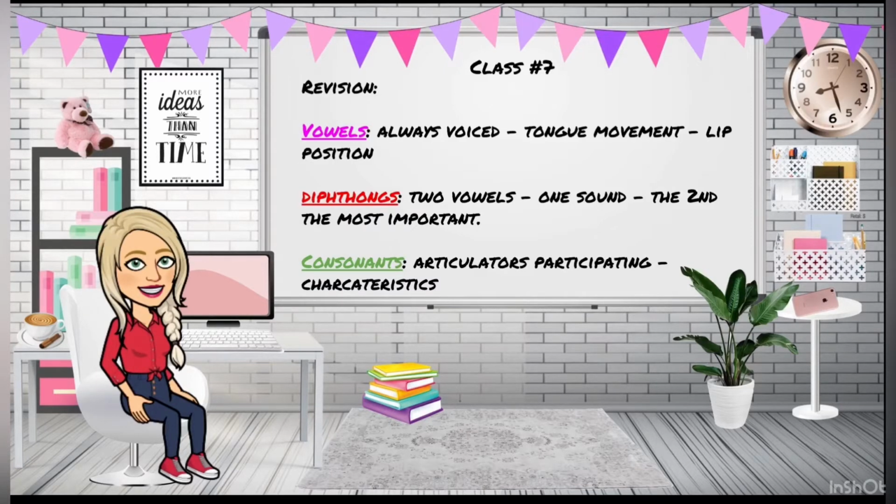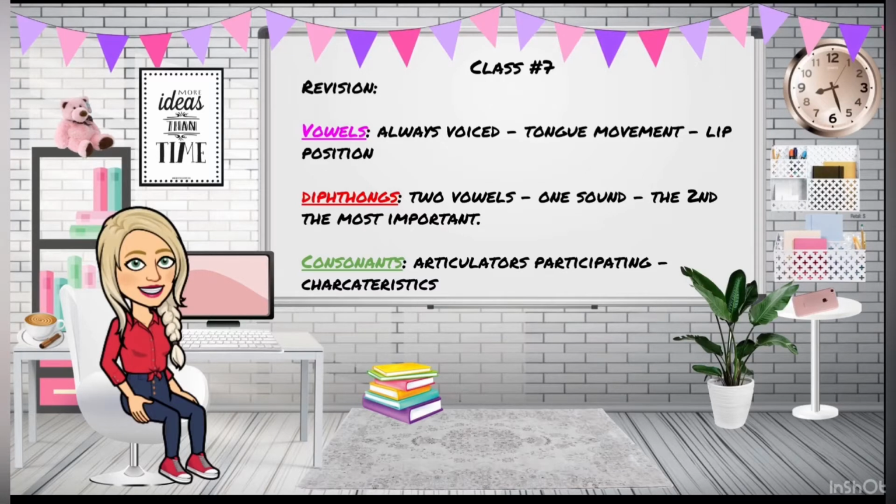So we have vowels, and we know that they are always voiced, and with voice we mean that we always find vibration of the vocal cords, okay? There is always sound. What we care about in order to shape the vowels is the tongue movement and lip position, yes? Horizontal, vertical movements and lip position: spread, rounded or neutral, right? Don't forget to always write lip position because it is important to shape the vowel.